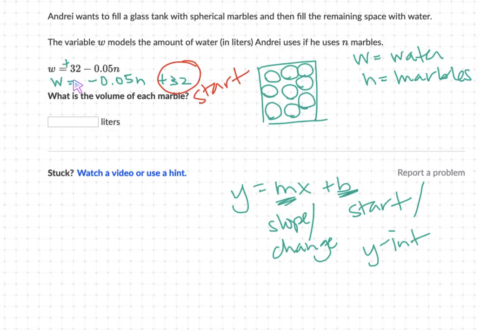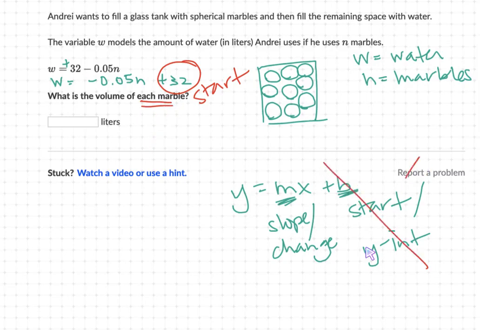That's the most water that could be in there. But if he fills up the whole thing with marbles, it's going to take away from the maximum capacity of water in this tank. So this kind of helps me make sense of what's going on. When you subtract from the start, that means that you're taking away from it. So the more marbles he puts in, the more water he takes away from the tank. This doesn't answer my question though. They want to know what is the volume of each marble.